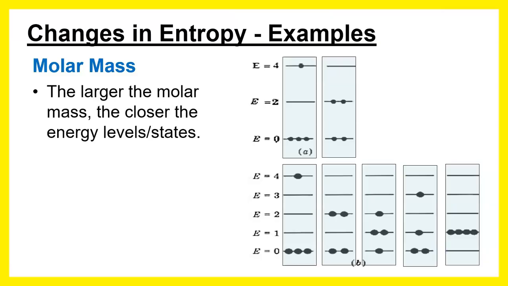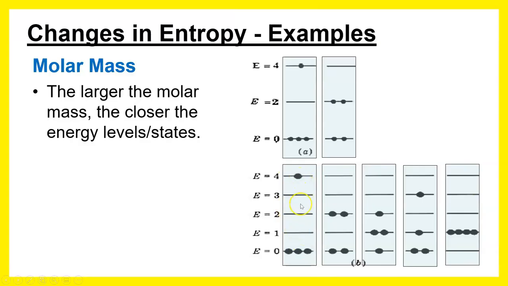The larger your molar mass, the closer together your energy levels are. So the top would be a small thing. See how far apart these levels are? And the bottom, see how close together they are? This would be a larger massed substance.